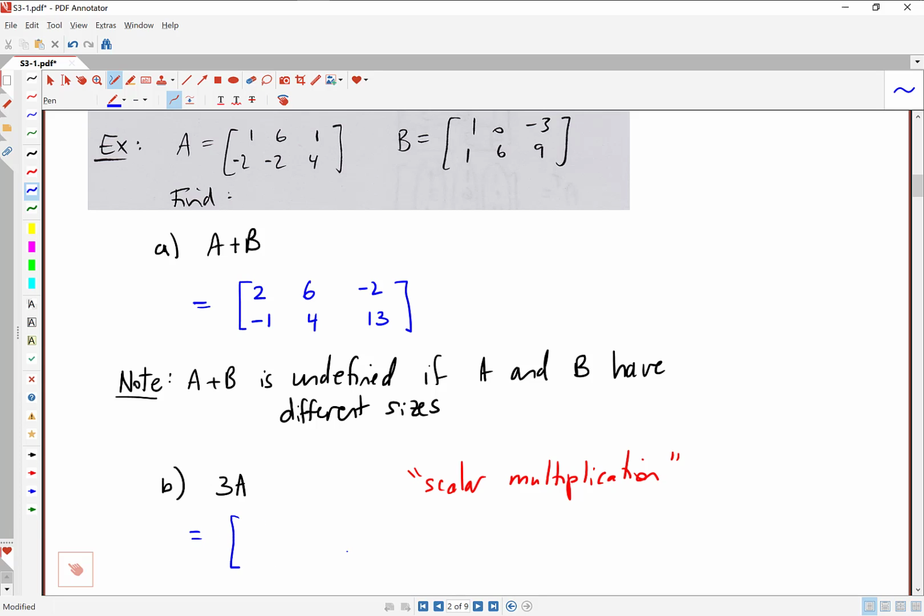So what's going to be involved here, we're just going to go through our matrix A and multiply each of the entries by 3. So this would look like 3, 18, 3. And then in the bottom row, negative 6, and 12.